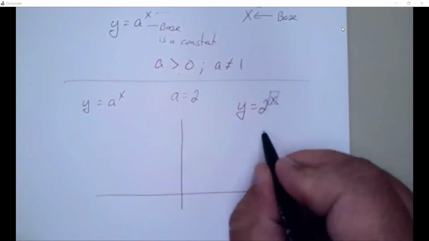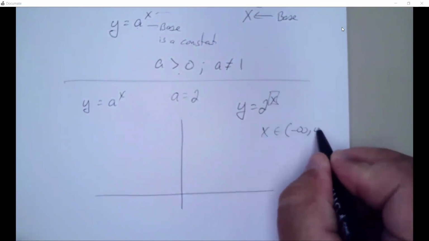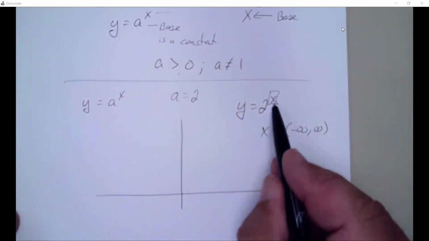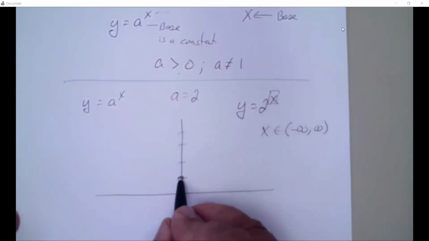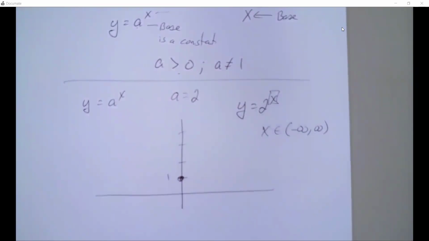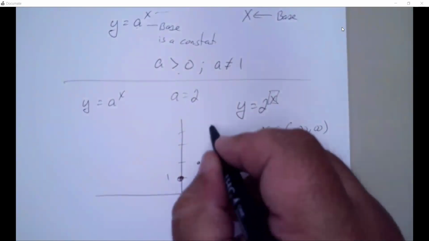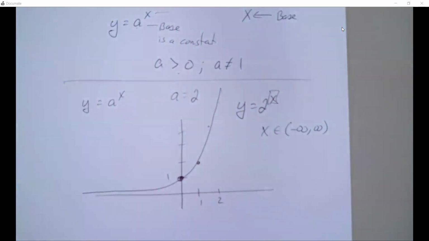My domain, x, can be anything from negative infinity to positive infinity. Well, when x is 0, anything to the power 0 is 1. When x is 1, 2 to the power 1 is 2. When x is 2, it's 4. It looks like this. There is no x-intercept. It can never equal 0.